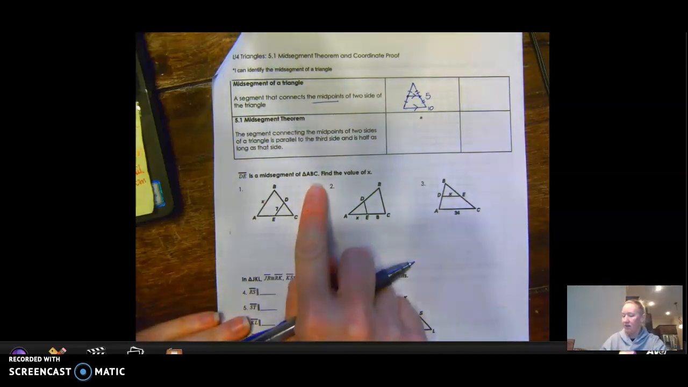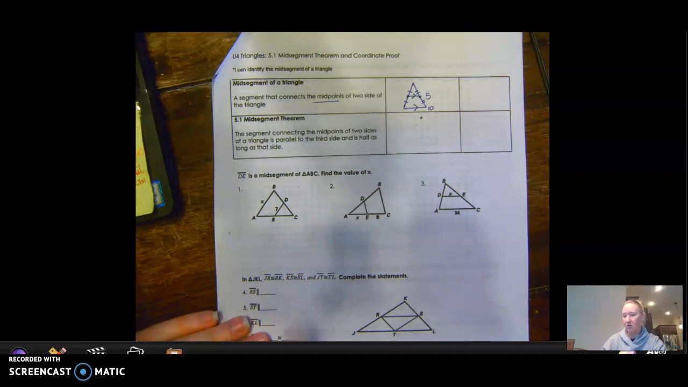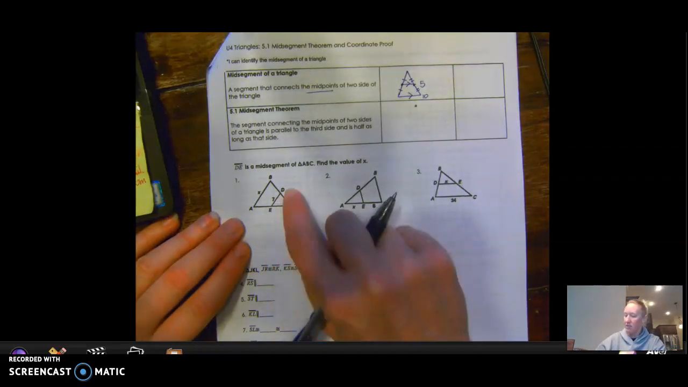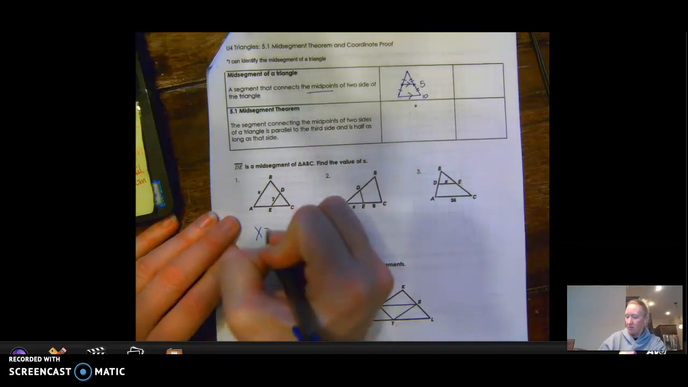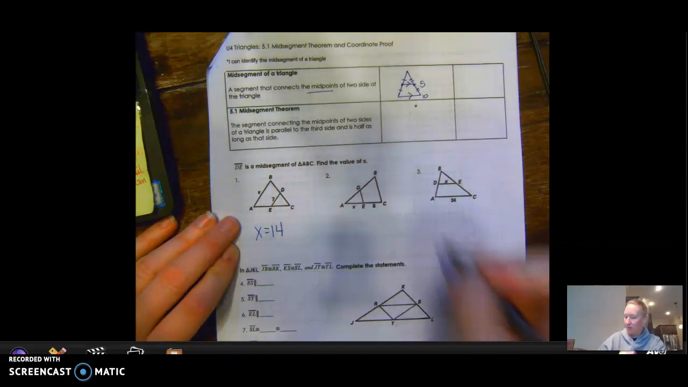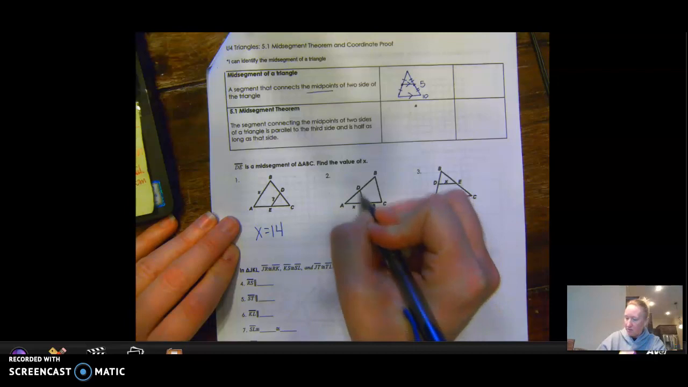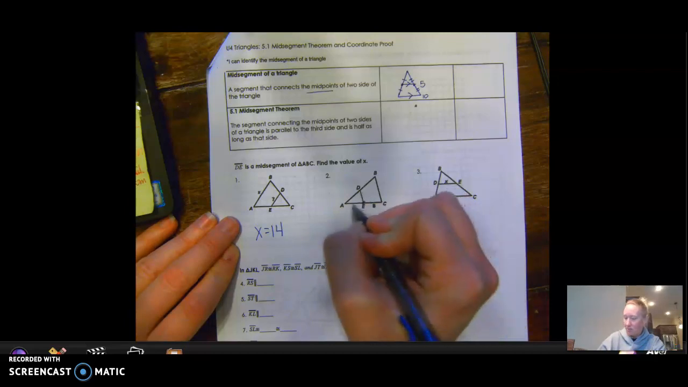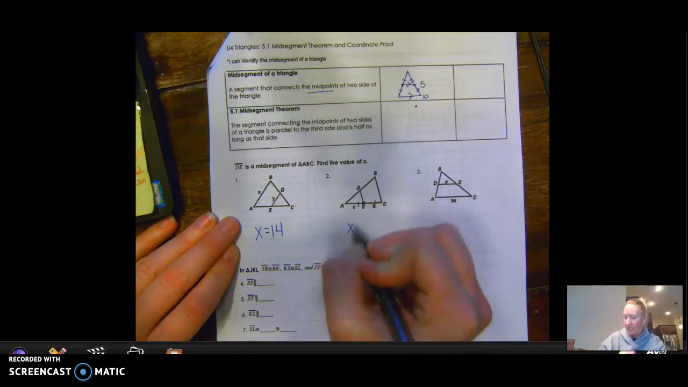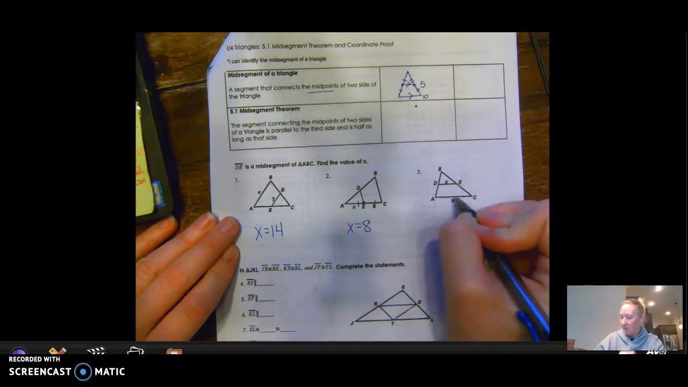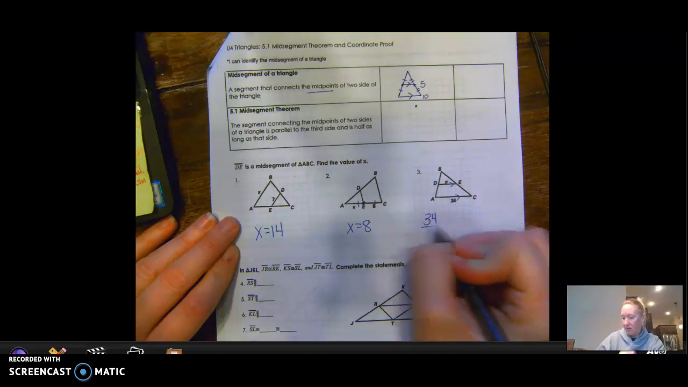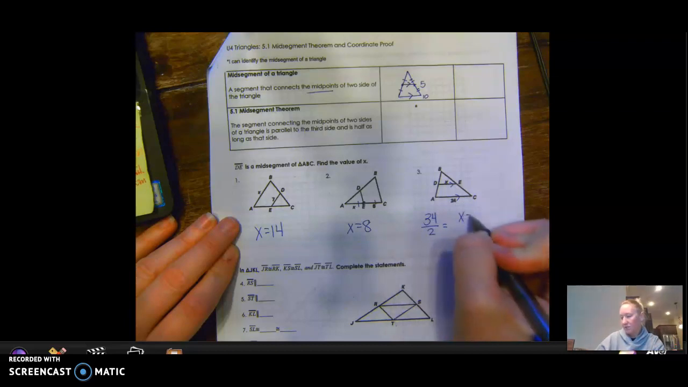DE is the midsegment of ABC. Find the value of x. Go ahead and pause me and try these 3. Unpause me when you are done. So remember, this is half of this, so x would equal 14. That would be double. Remember, E has to be the midpoint because if this is a midsegment, it's the midpoint, so this piece equals this piece, so x equals 8. And remember, this is parallel to this, but this is half of that, so I do 34 divided by 2. So I get x equals 17.